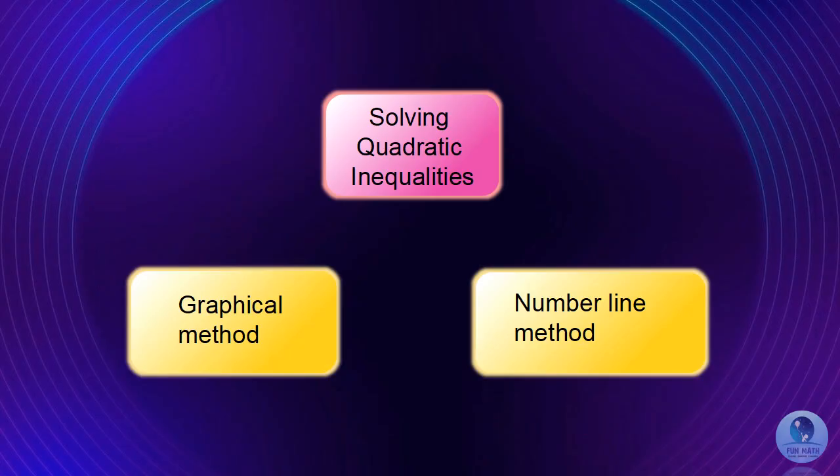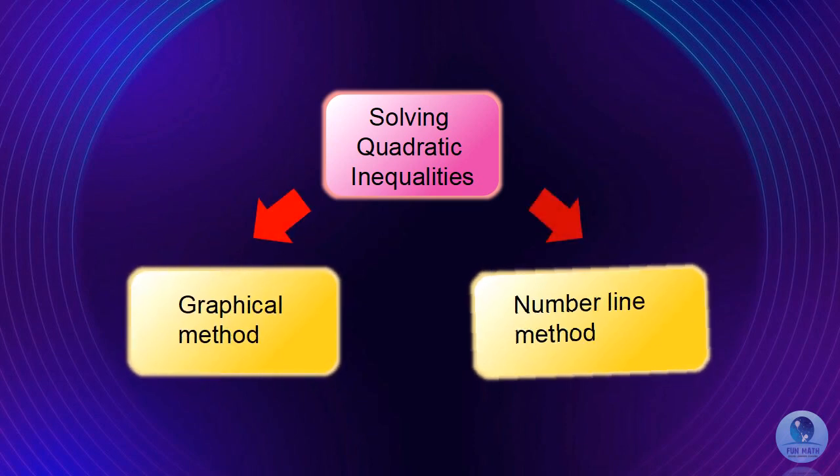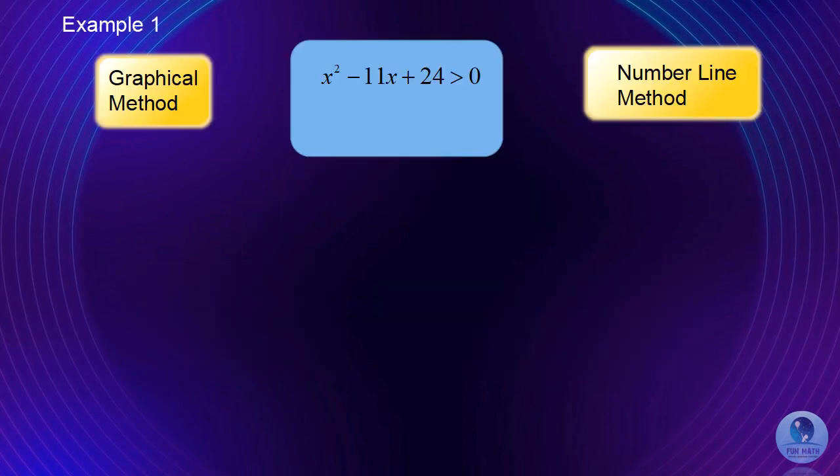There are two methods of solving quadratic inequalities. First, by using graphical method. Second, by using number line method. Now let's look at the first example. Solve the following quadratic inequality. x squared minus 11x plus 24 is greater than 0.